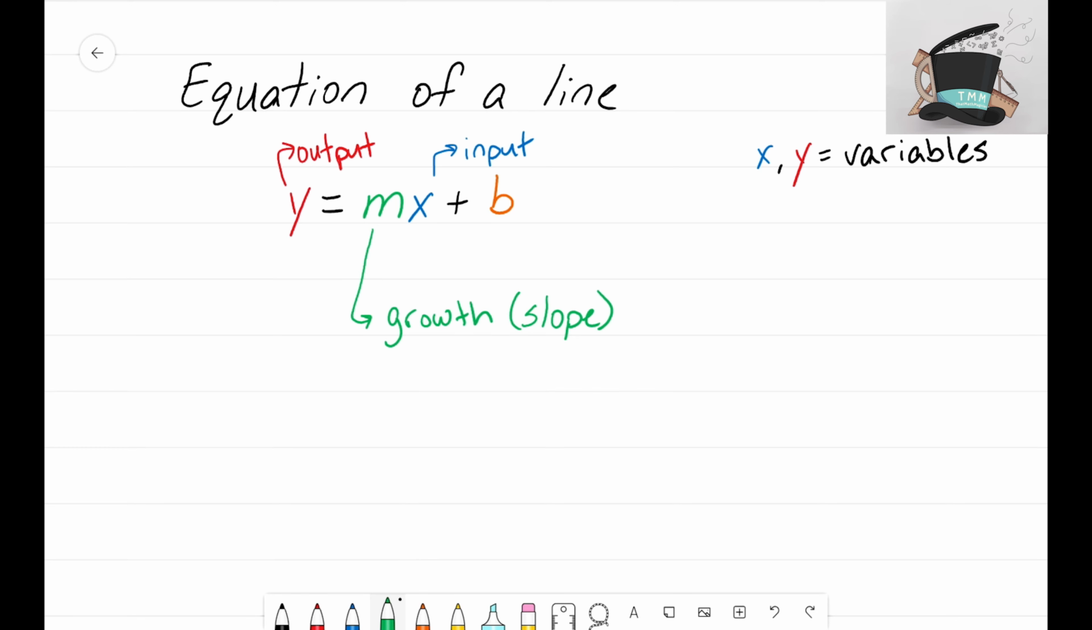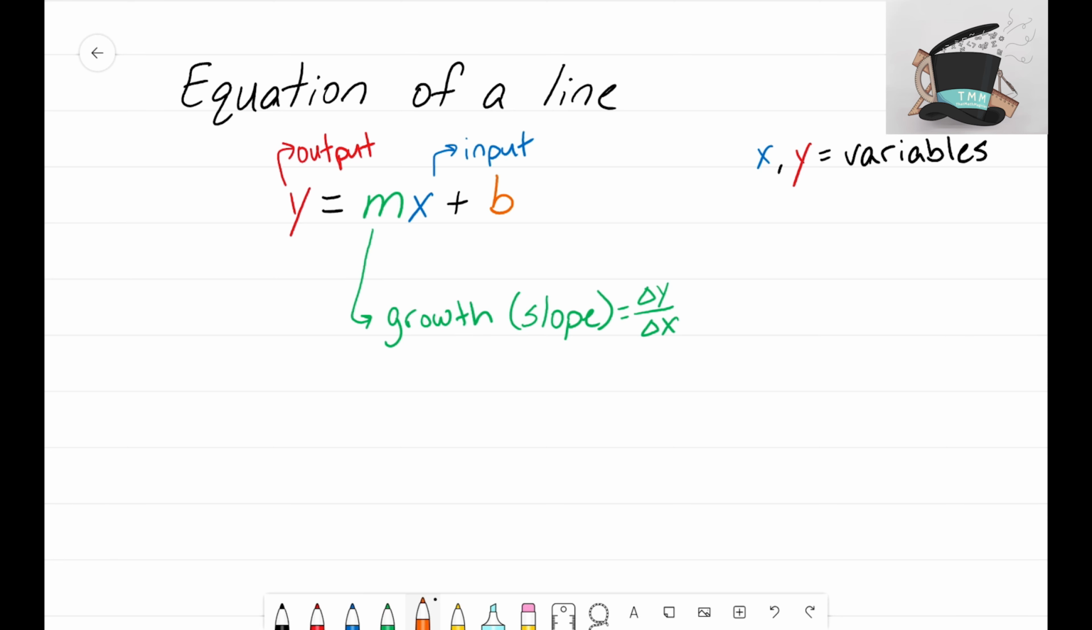And we determined that slope was delta y over delta x. Really, it's the change of y over the change of x. And we'll look at that in a second. But I wanted just to make sure that we understood that m here represents the growth of the line, but in the more technical sense, we're going to start calling that the slope of the line.